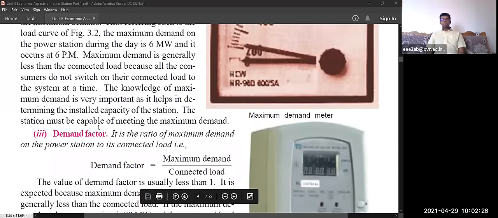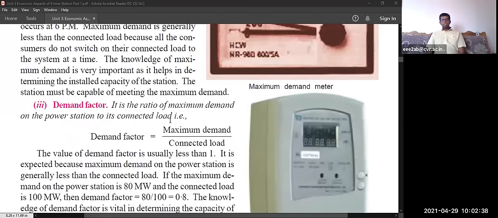So next, coming to the demand factor. What is demand factor? Demand factor is nothing but the ratio of the maximum demand on the power station to its connected load. That is, demand factor is equal to maximum demand divided by the connected load. So demand factor is usually less than 1. Why? Because it is expected that the maximum demand on the power station is generally less than the connected load. So maximum demand will be less than the connected load.